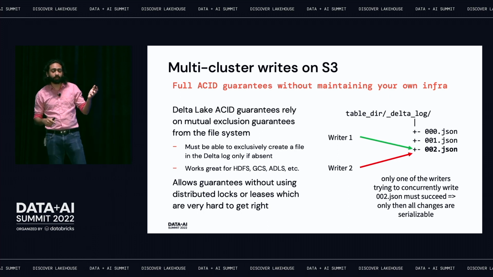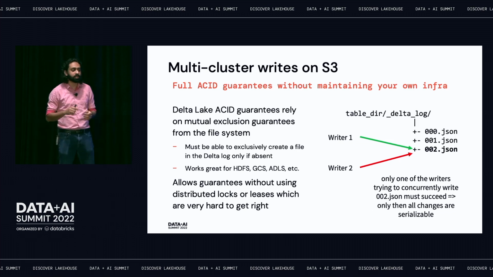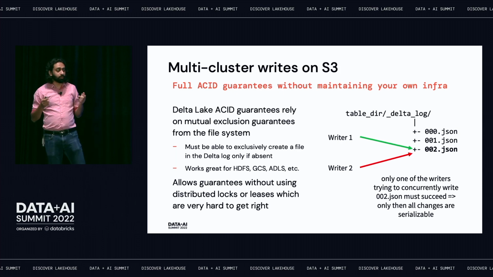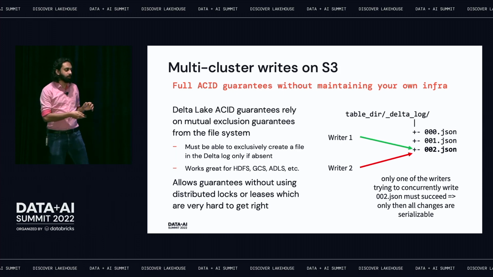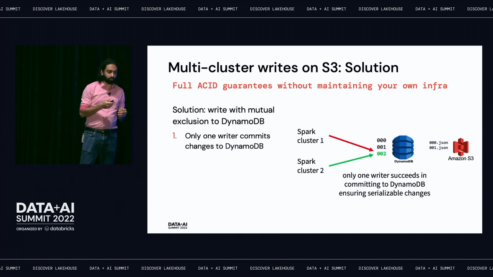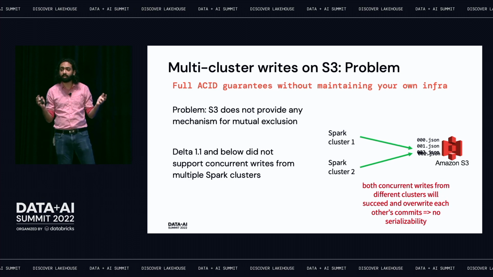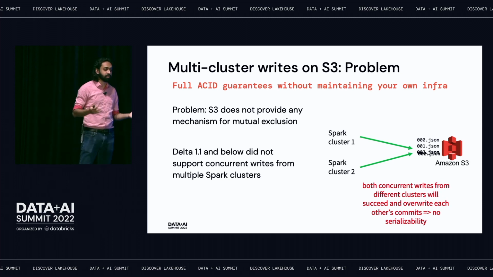This was there for Azure and GCS and other file systems, HDFS and other file systems out of the box. S3 did not have that. So in S3, when two Spark clusters would try to write the same file, both of them will succeed, therefore overwriting each other's changes, which is exactly what you don't want if you want to provide ACID guarantees.